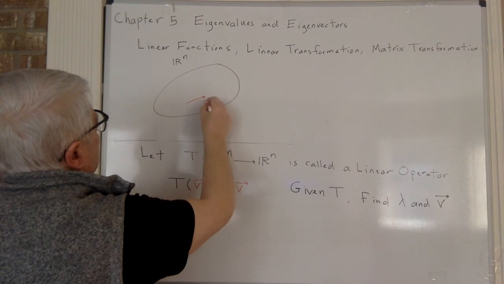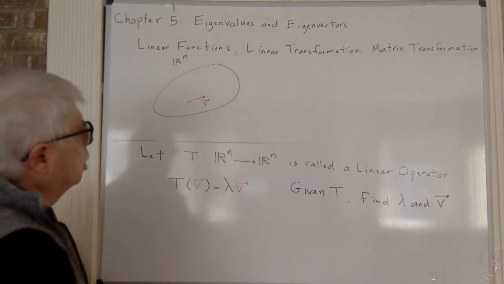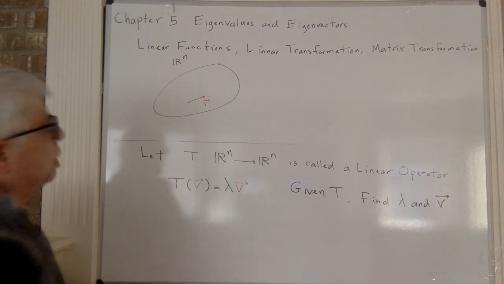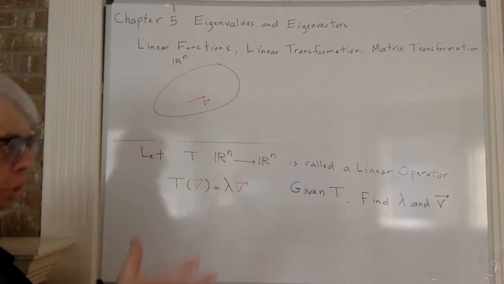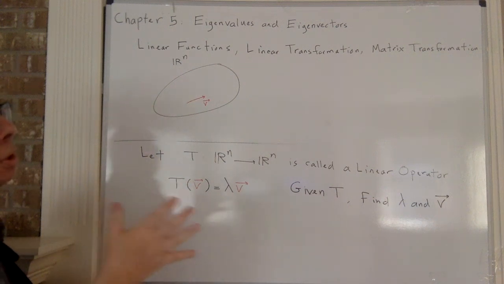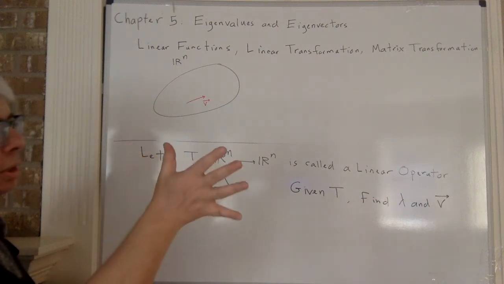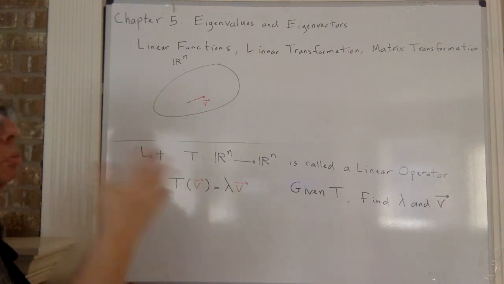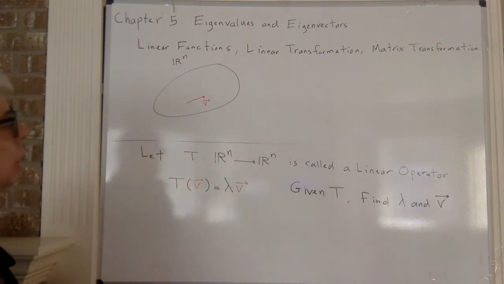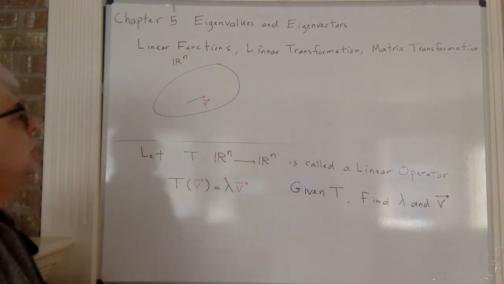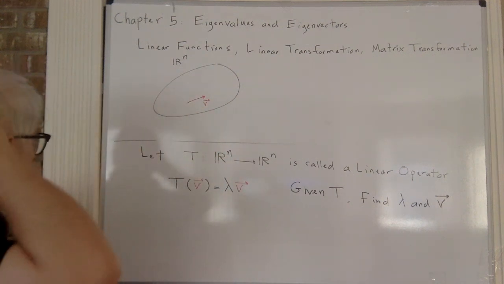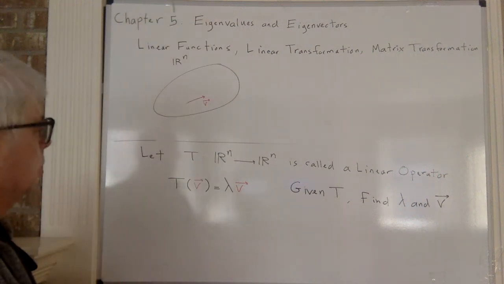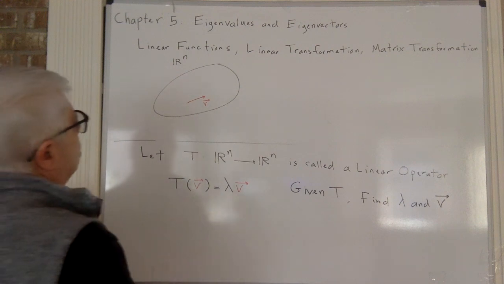I'm trying to find a vector V in Rn such that when I apply this T, a transformation or linear operator on Rn, it might do some translation, some rotation, something. So it's just changing the vector. Maybe it rotates, maybe it just goes somewhere else, whatever.